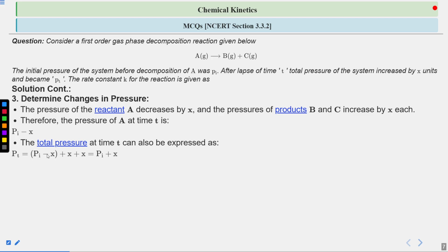You can also write it as minus X and plus X will cancel out, the remainder will be Pi plus X. Okay, so P total will become Pi plus X. Now this confirms our earlier expression for P total, right? We have written that according to the given condition as per the question, P total is given as Pi plus X, and after solving, after the calculative way of determining P total, it is also the same, that is Pi plus X.